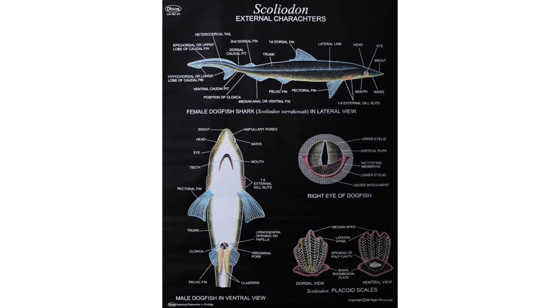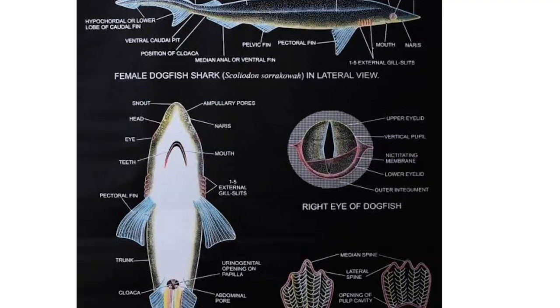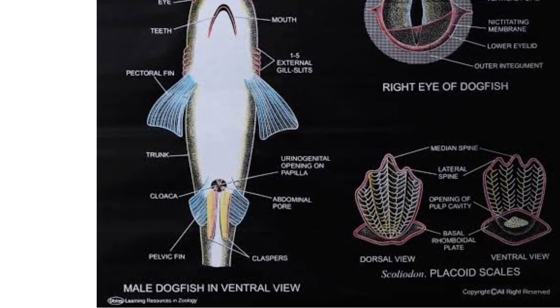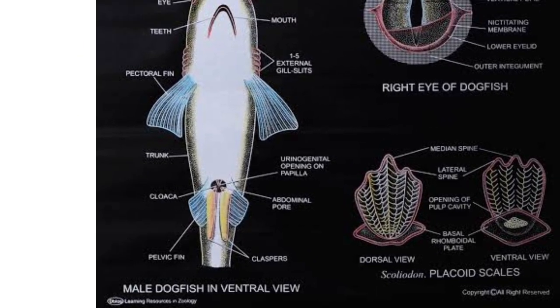And this image, like I just said, shows the structure of the male as well as the female Scoliodon. Now, what can we see in this image? Let us quickly talk about that. You will see that in the male we have a structure towards the anus, at the end of the pelvic fin. It is called the clasper. Remember what the clasper is used for. It is used for copulation. So we have the clasper.